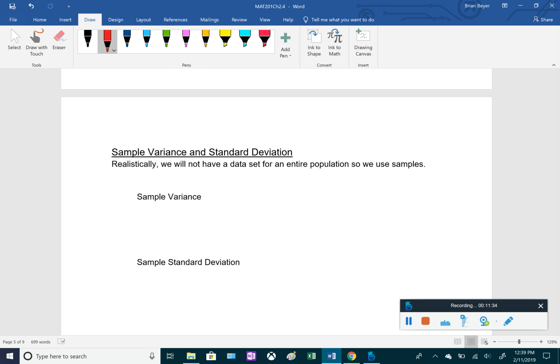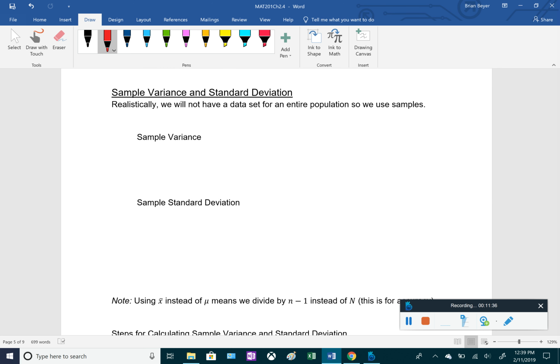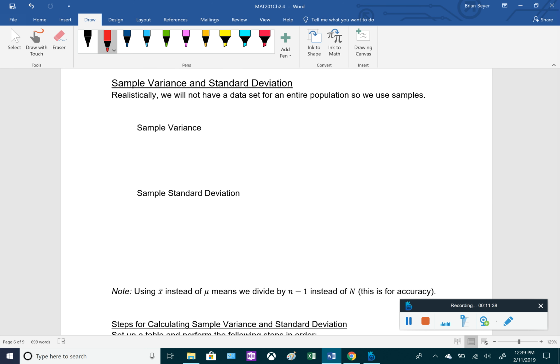So that was for population. The sample variance and sample standard deviation, you actually calculate a little bit differently. We use this one more often than not because realistically we're not going to have a population data set. We're only going to have a sample data set. So realistically we'd be using these ones instead.